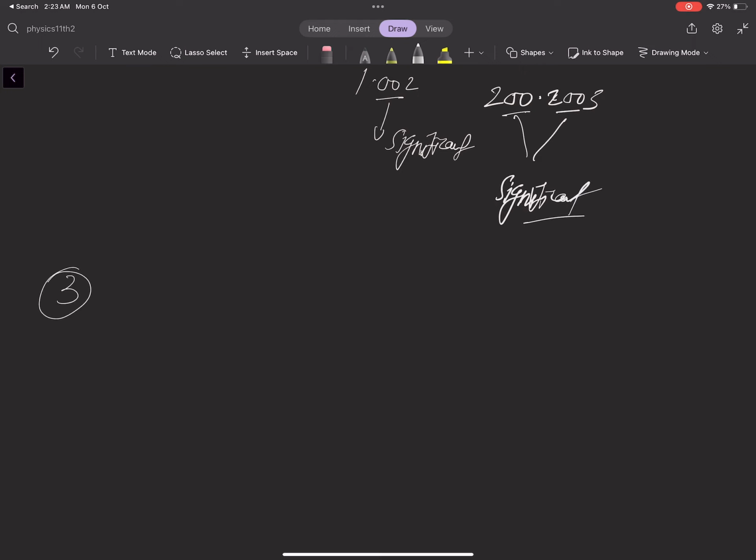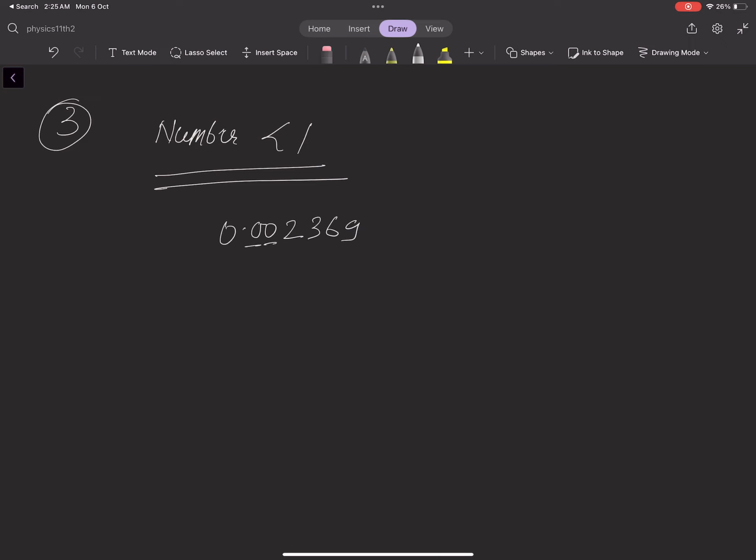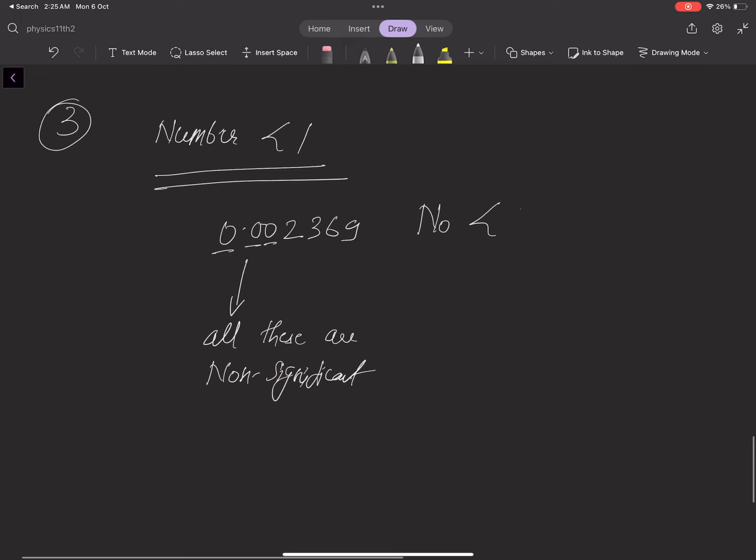Third, if the number is less than 1, then what will happen? The zeros on the right of the decimal point but to the left of first non-zero digits are not significant. All these are non-significant. This means the number has to be less than 1. So it can be 0.99.